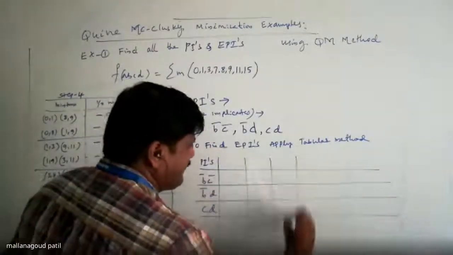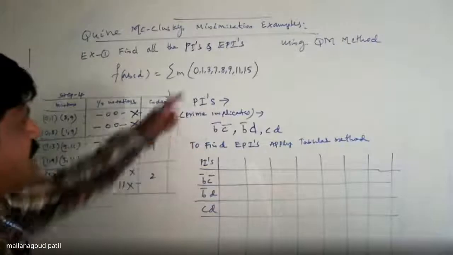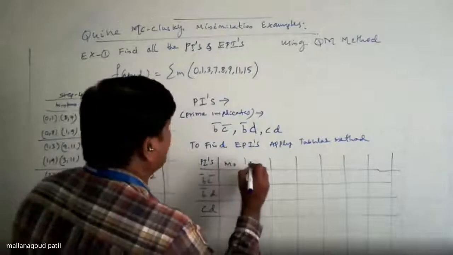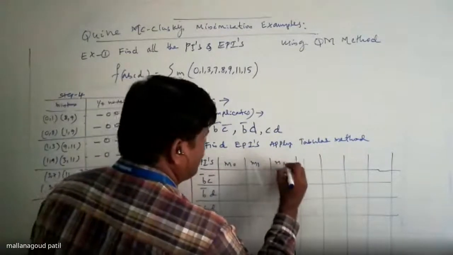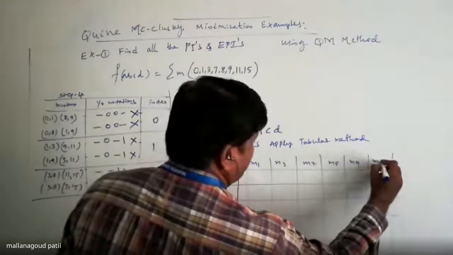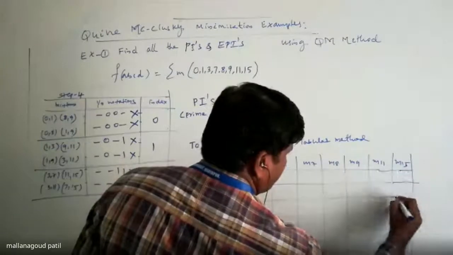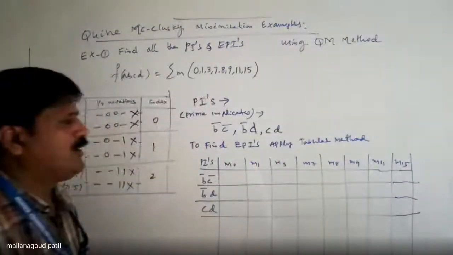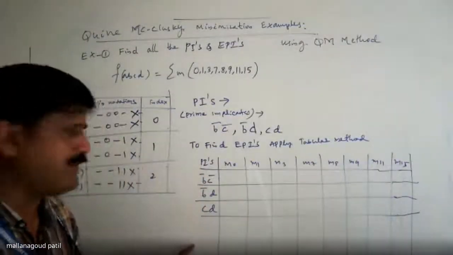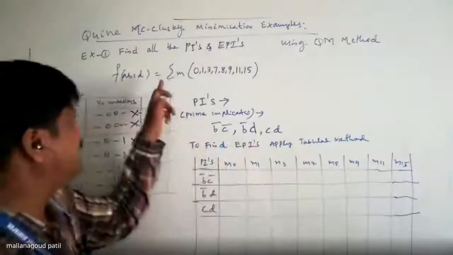Then here are the minterms. Minterms are given. Which are the minterms given? M0, M1, M3, M7, M8, M9, M11, M15. I can write here M0, M1, M3, M7, M8, M9, M11, M15. Whatever minterms are given in the problem statement you have to write. PIs in the first column, and next will be the minterms.